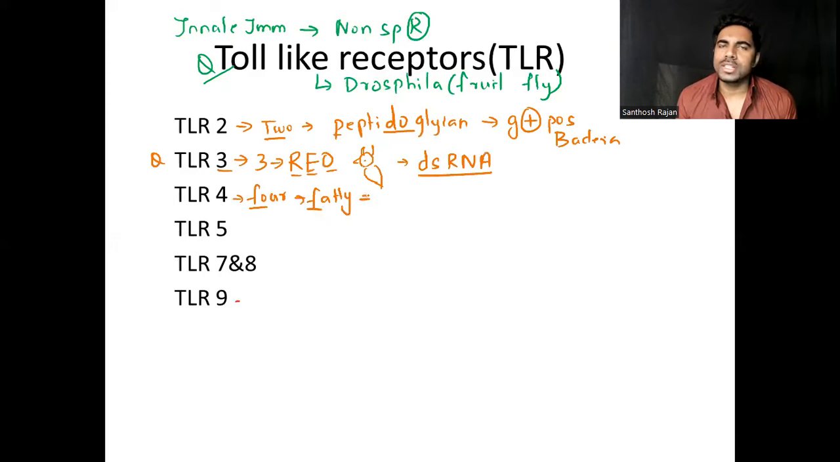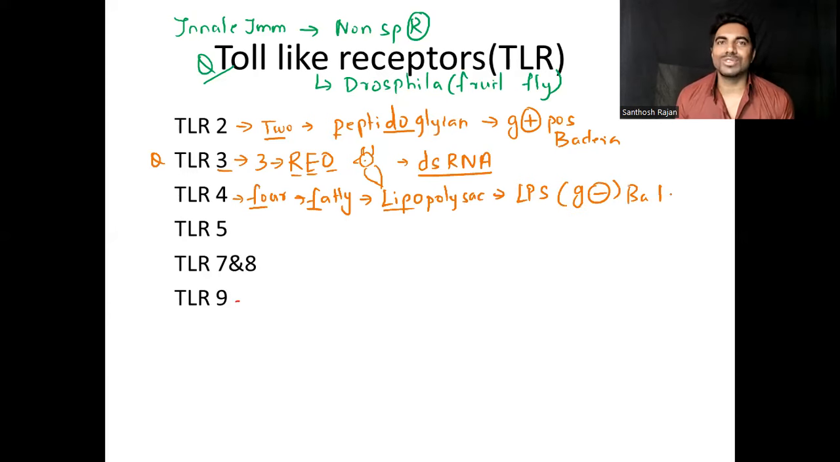So when you say fatty, it means lipid. Fatty means lipo. So lipopolysaccharide, whenever you say lipopolysaccharide, I always told you, the LPS layer. Lipid is mostly for gram-negative bacteria. Okay, that's in my bacteria class. If you go, you can see.